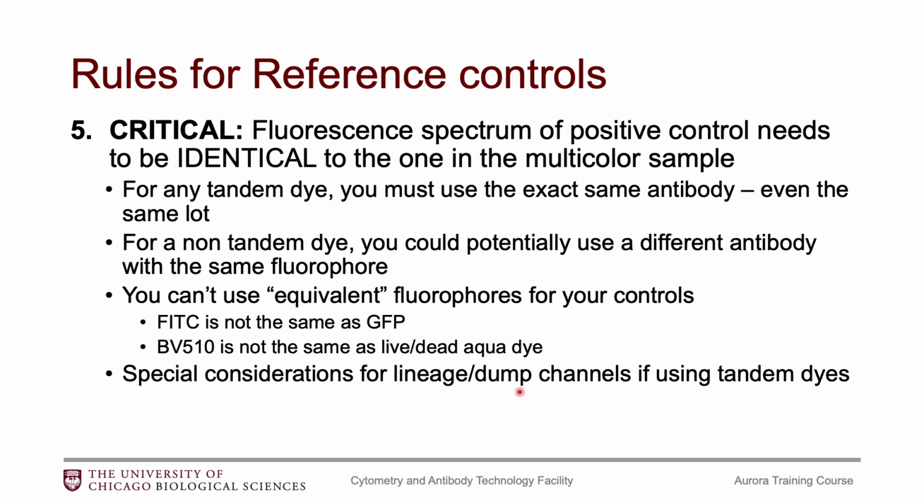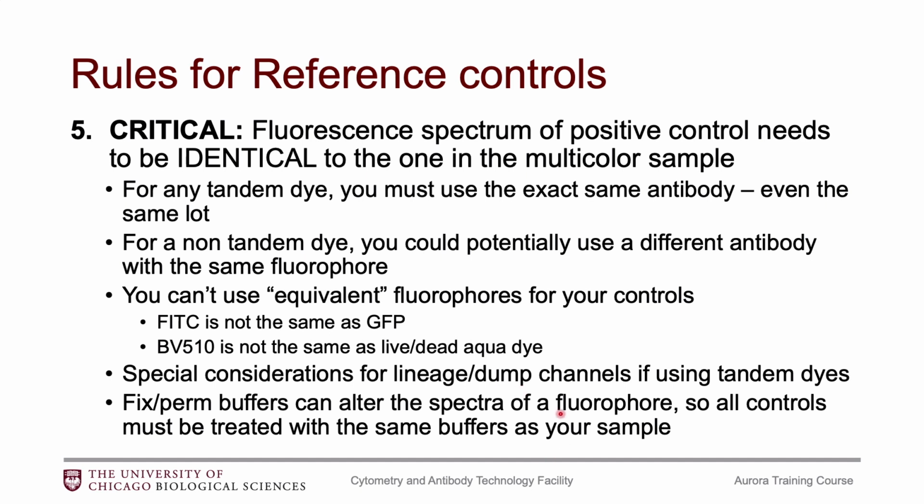Instead, the proper way to do this, according to Cytek, is to buy 5 biotinylated antibodies, and then you come in with a secondary streptavidin so that the same tandem fluorophore binds to all of the antibodies within the dump channel. And finally, the last consideration is that fixed perm buffers have the potential to alter the spectra of a fluorophore. So you have to keep this in mind when you are preparing your reference controls and make sure that your reference controls are exposed to all the same buffers as your sample.